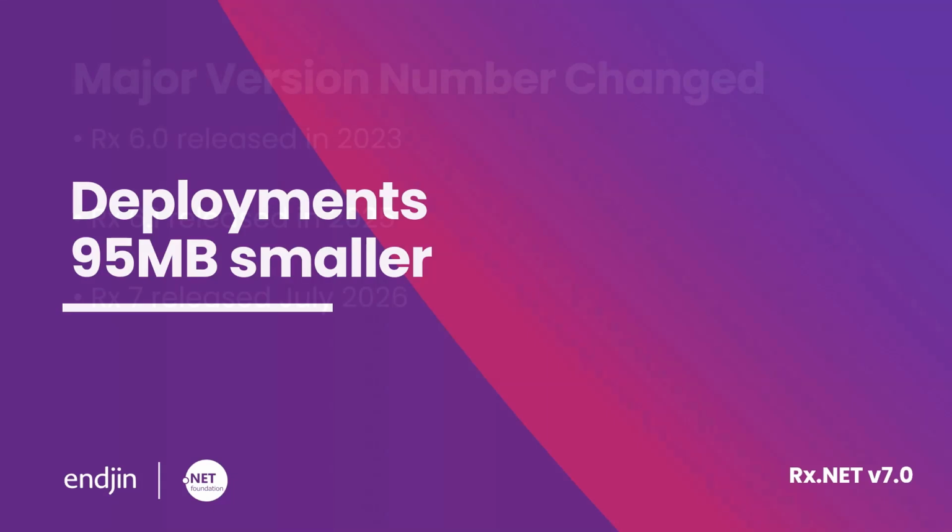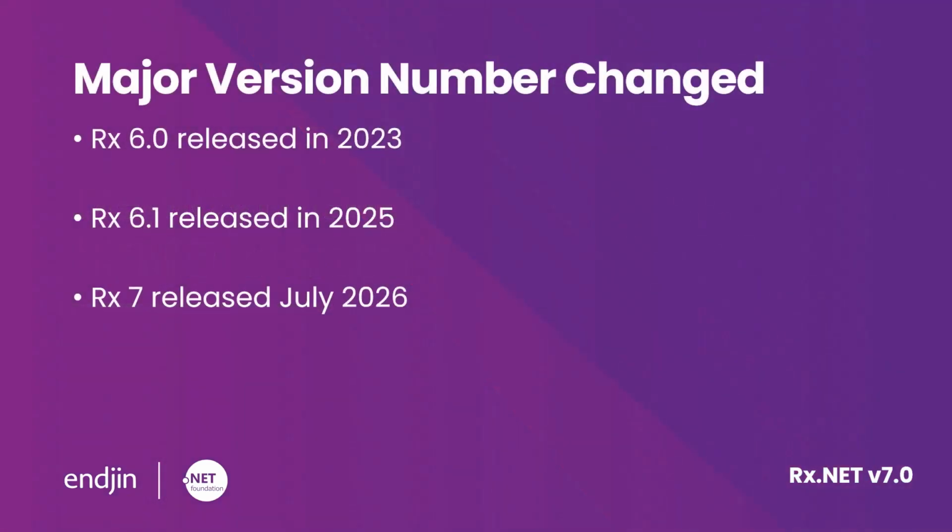Now, it's been over 3 years since we released RX 6.0, and since then we've done some bug fix releases, and we also released some new features in version 6.1 about 10 months ago. But this time, it's a new major version number. So why is that? Well, we follow semantic versioning conventions, so we only increment the major version when there's actually a breaking change. And there are 3 breaking changes.